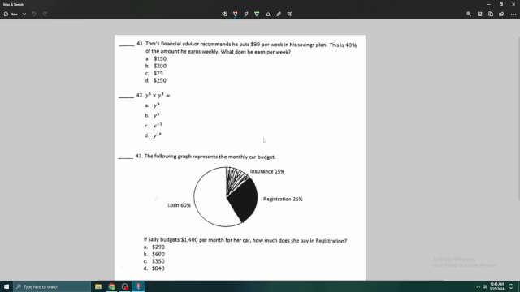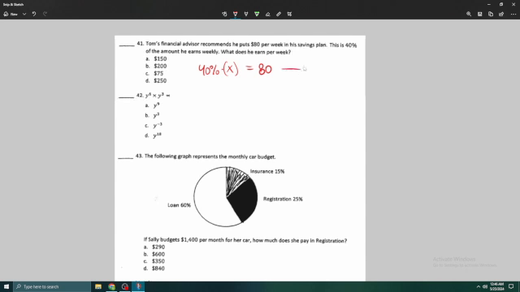Tom's financial advisor recommends he put $80 per week in his saving plan. This is 40% of the amount he earns weekly. What does he earn? How much does he earn per week? We'll call that X. And I know that 40% of that X, let me write it like this, I know 40% of that is 80.